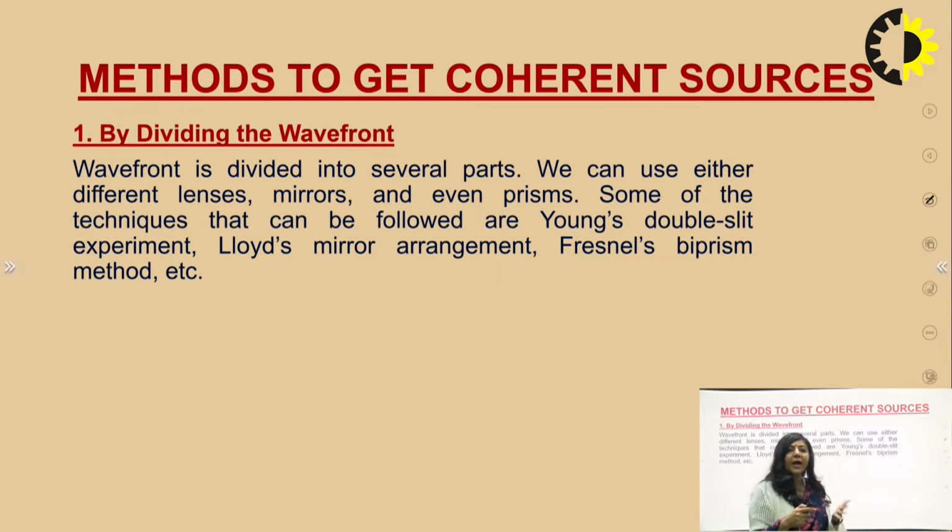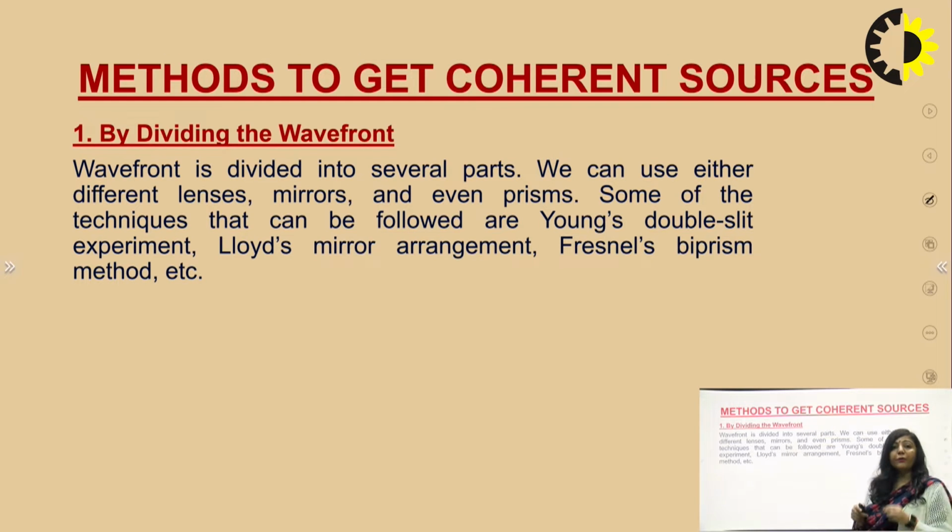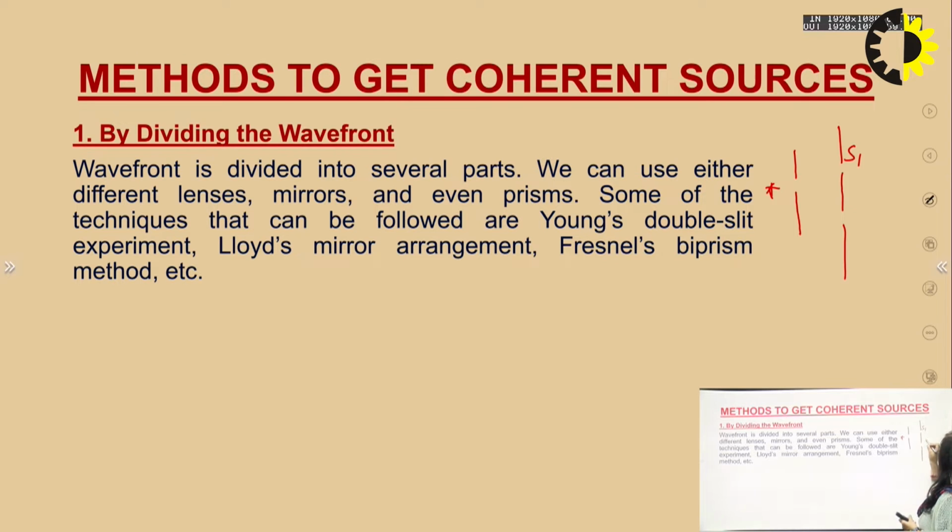You have all seen Young's double slit experiment in your lower classes in physics, where a single slit illuminates two slits. You can see here, you have a monochromatic light source, and from it this particular slit is illuminated. Then two slits, S1 and S2, are kept at an equal distance from this single slit. By the division of wavefront, these two slits act as two coherent sources. This is an example of Young's double slit experiment, and this is one method to get coherent light.